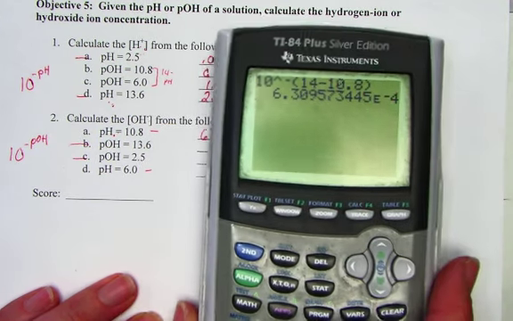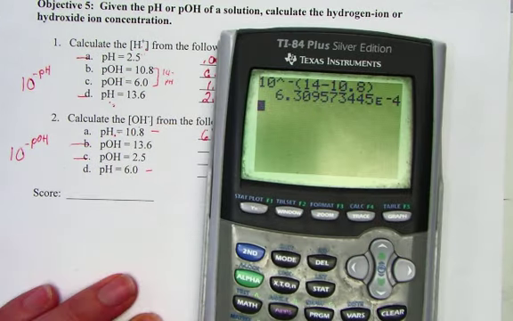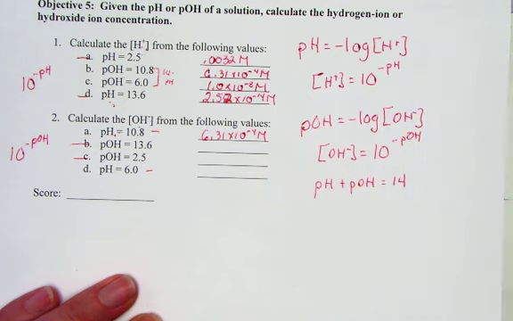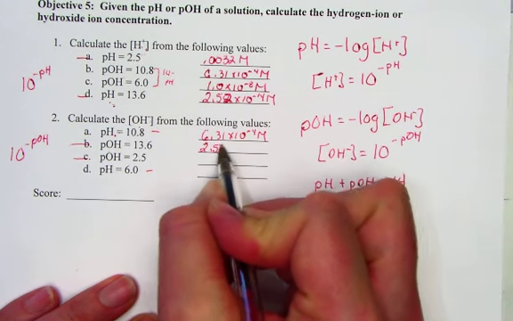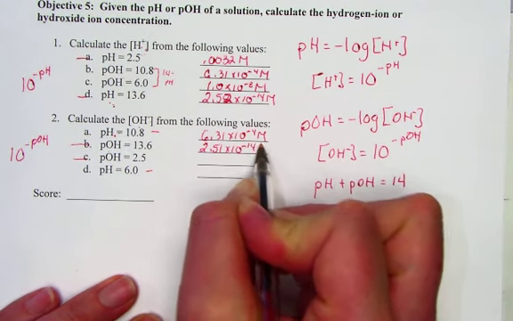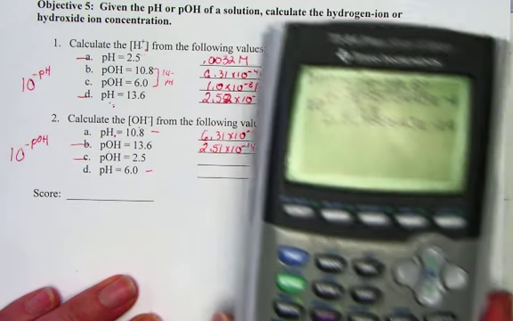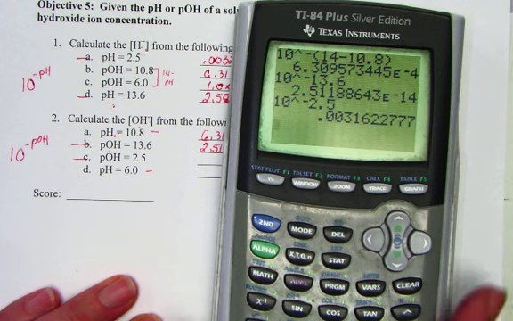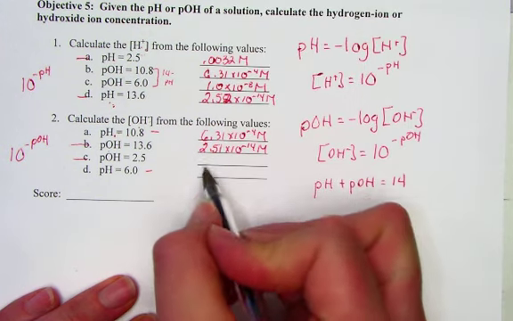Letter B, we said, can hit direct. Hydroxide is found directly from pOH. We hit 10 raised to the negative 13.6. And our screen says 2.51 times 10 to the negative 14th. Same strategy for the letter C. 10 raised to the negative 2.5. And we find 0.0032 molar.